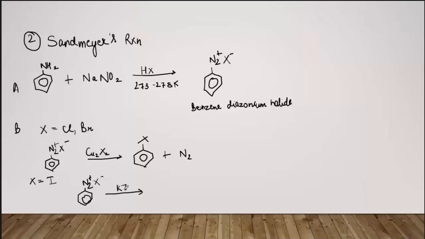For iodine, because we need the iodine compound, and above for chlorine and bromine, if we want chloride then we will write Cu2Cl2, and for bromine we will write Cu2Br2. Simply for the iodide we will use KI and we will get the iodide over here. So this is our haloarene. Okay. So these are the two steps. The first one is A and the second one is B. So this is the complete Sandmeyer's reaction.